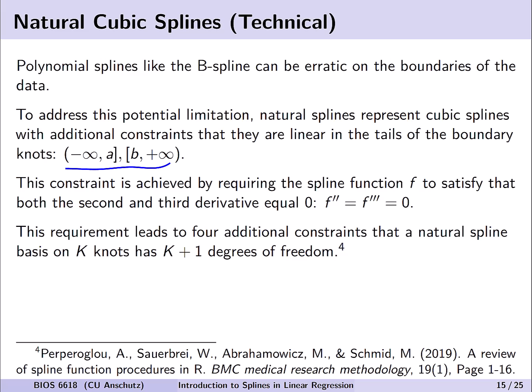This constraint is ultimately achieved behind the scenes by requiring our spline function f to satisfy that both the second and third derivative are equal to 0. This requirement ultimately leads to 4 additional constraints, so that a natural spline basis on k knots will have k plus 1 degrees of freedom.